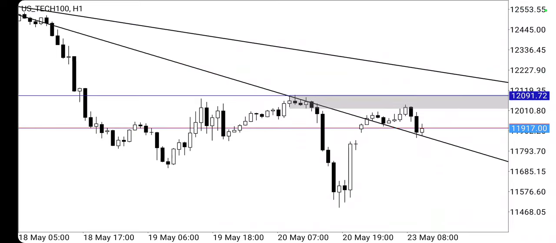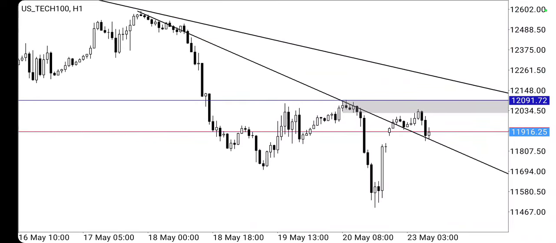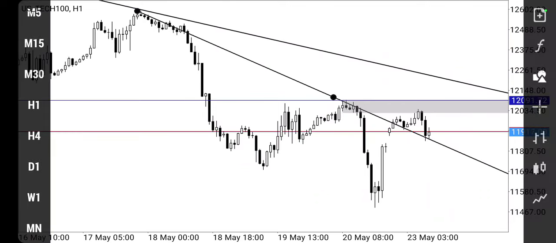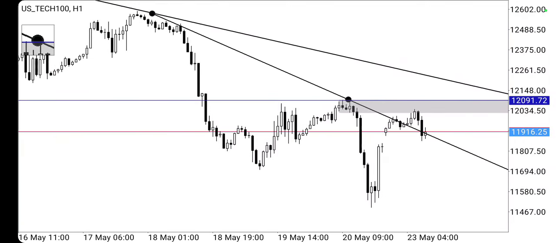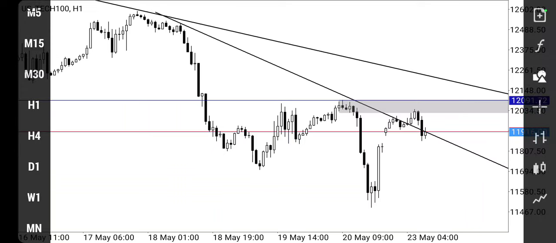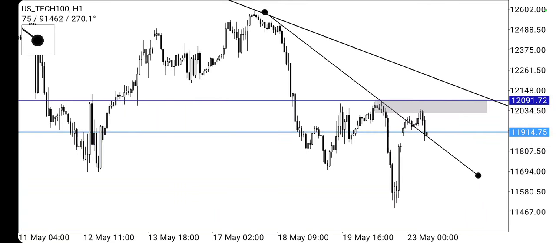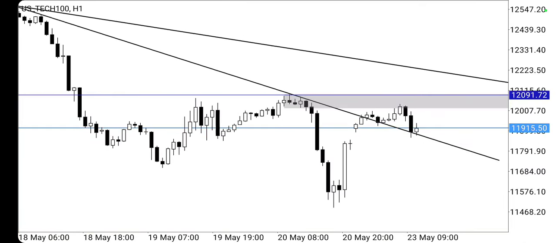So on H1, there's nothing much happening here. The H1 trend line will still look the same as the H4 trend line, which is this one. And then, yes, it will still look like this. And we can see here that we had a gap. I think this is when the market opened. We had a gap.